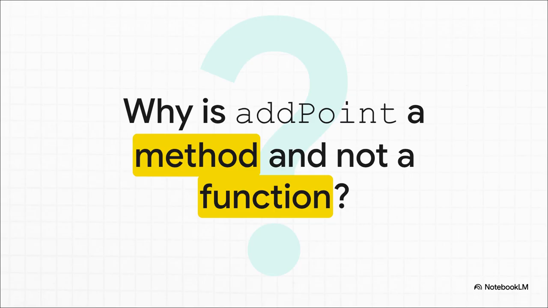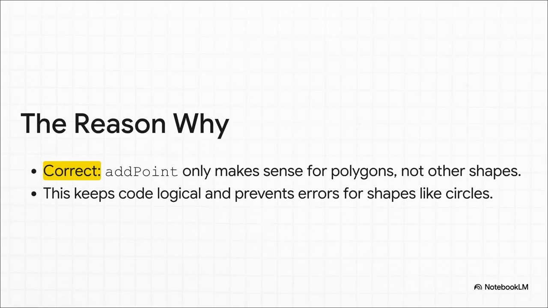Okay, pop quiz time. Just to make sure this is all clicking. Based on what we've just seen, why is add_point a method? Why couldn't we just make it a regular old function that anyone could use? And the answer is because it only makes sense for polygons. You just can't add a corner to a circle, right? And that's the whole point of methods. They let us create these super specific abilities that are exclusive to certain objects. It's what keeps our code making sense and stops us from creating weird, buggy shapes.